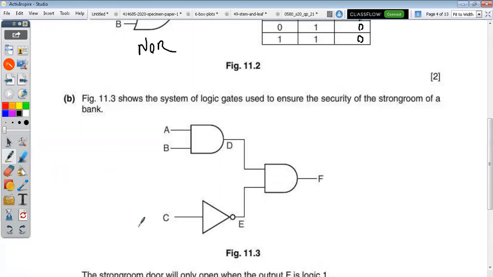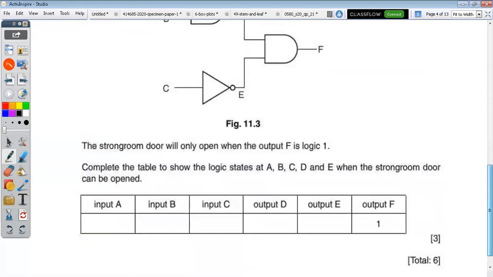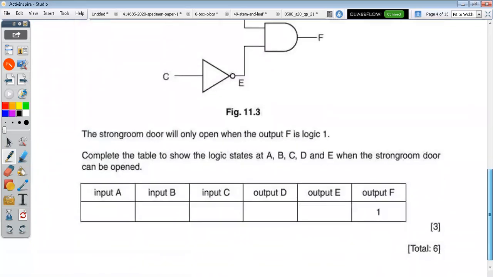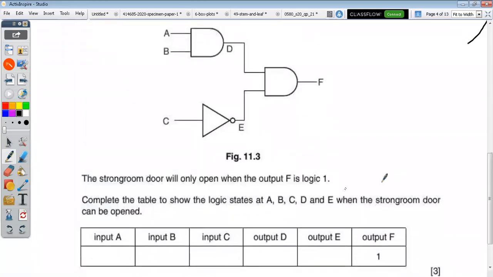Fig 11.3 shows the system of logic gates used to ensure security of the strong room of a bank. The strong room door will open only when the output F is one. When the output F is one, complete the table to show the logic statements. So when the door will be opened, when this output here is what? Is one. So now this is a trick question.